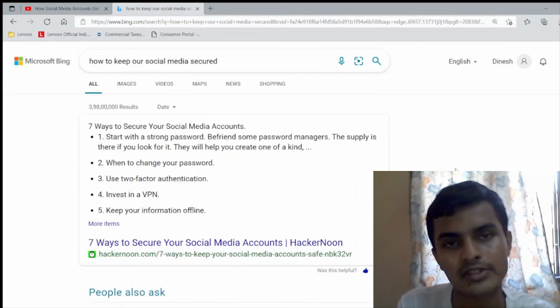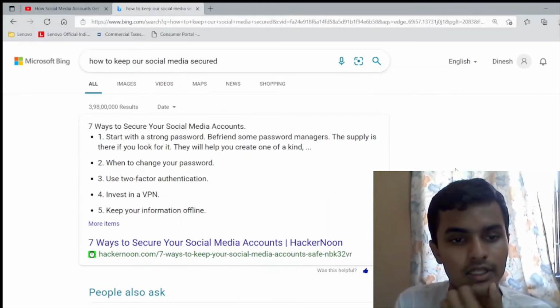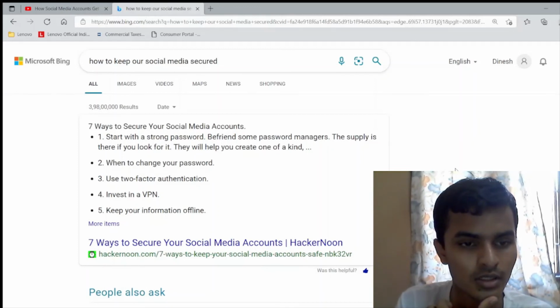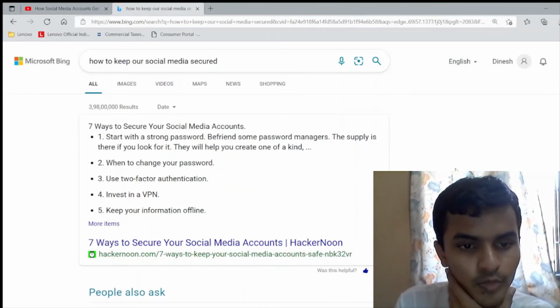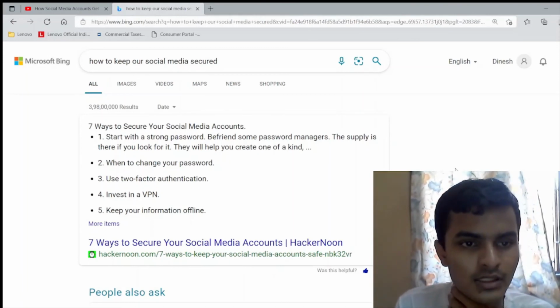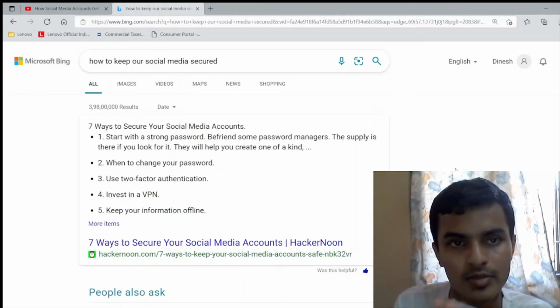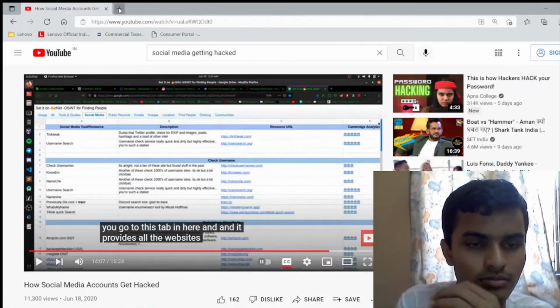There are many ways to secure your account. You can change your password, use two-factor authentication, or start a VPN. VPN is not that important, it's location based. Keep most of your information offline. This is the most common thing. Password should be strong, and I'll tell you.